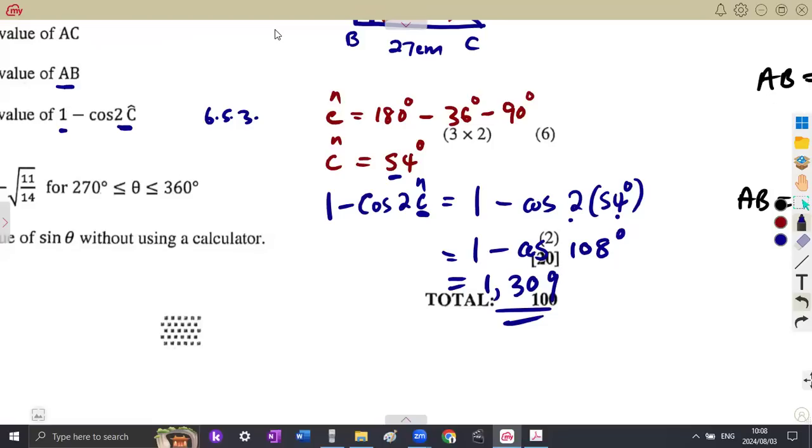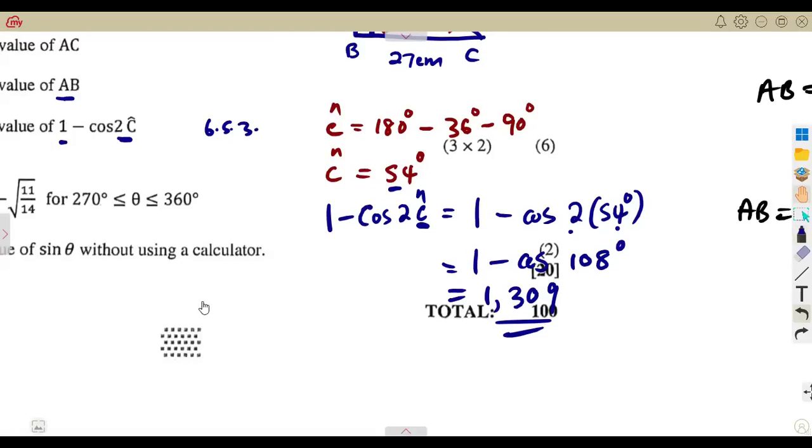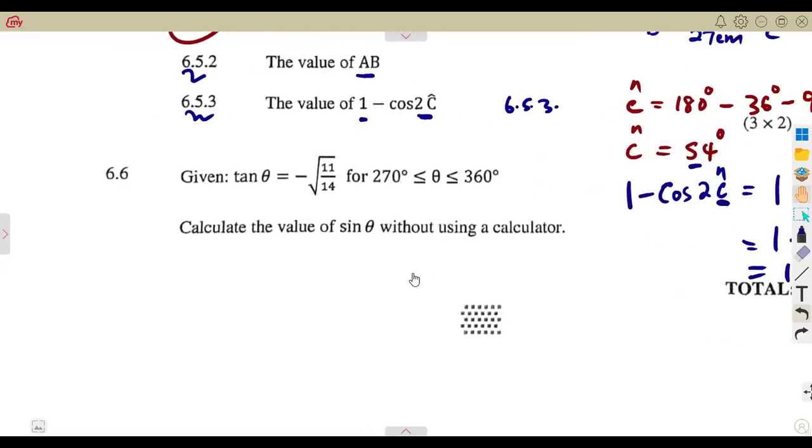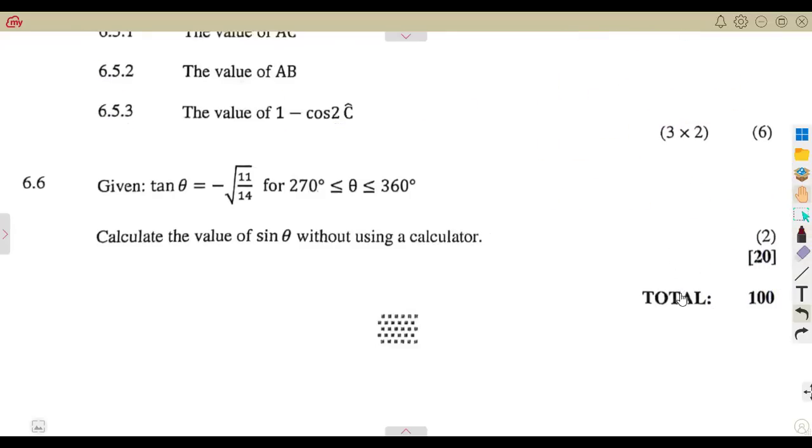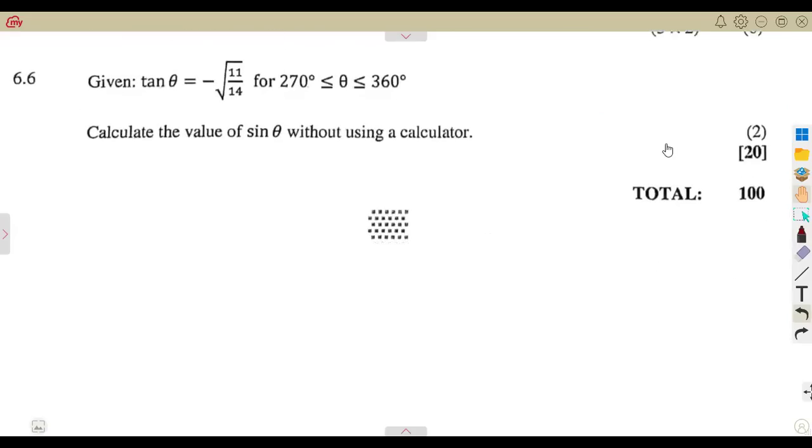Okay, so there, it was just a matter of simplification, guys, nothing much. It was just to find your angle, then you simplify. So you've got 6.53 there, which is 3 marks each question. It was 2 marks each question out of the 3 questions, 2, 2, 2, like that, all right?